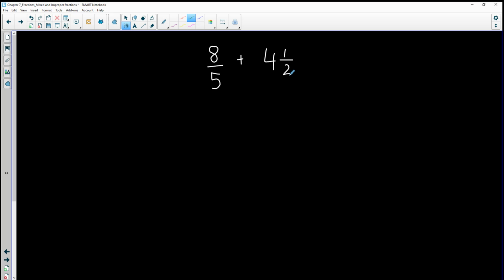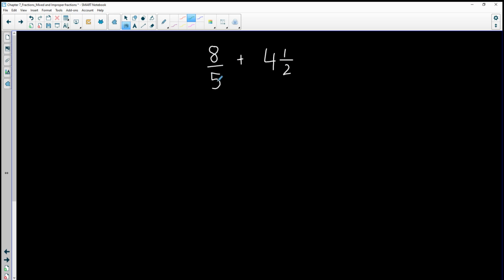We're going to be adding an improper fraction by a mixed number. Before you begin anything, you want to make sure that they're both in the same form. So in this case, you'd want to make sure that they're both an improper fraction. Okay, so with this 8/5, add 4 and 1/2.